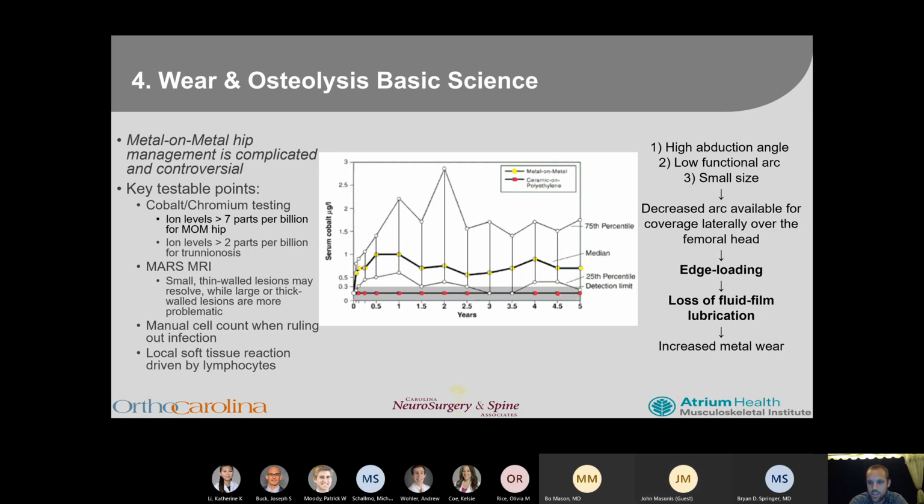And I realize I'm opening a can of worms by talking about metal on metal hips here, but is there anything else you guys think might be testable for that topic? I think the trunnionosis is probably more germane here. And the other thing, which I don't know if you're getting into, would be questions about resurfacing. Yeah, I've got some on resurfacing at the end here.